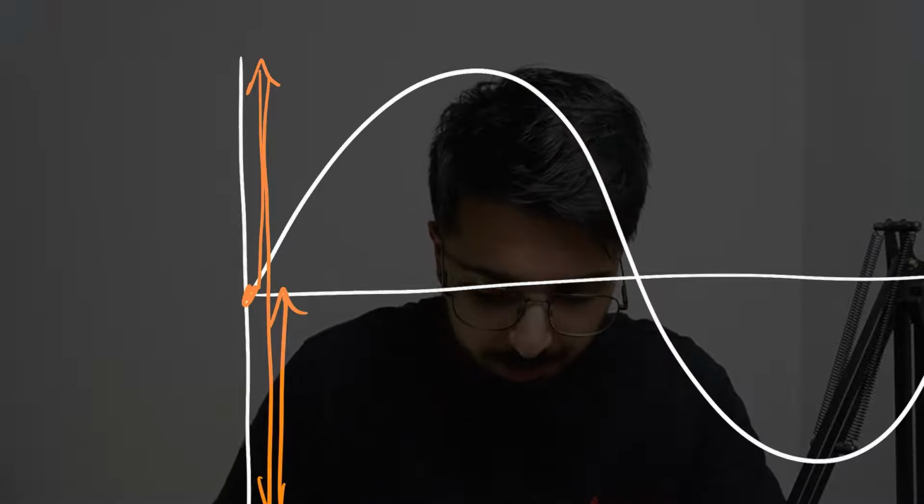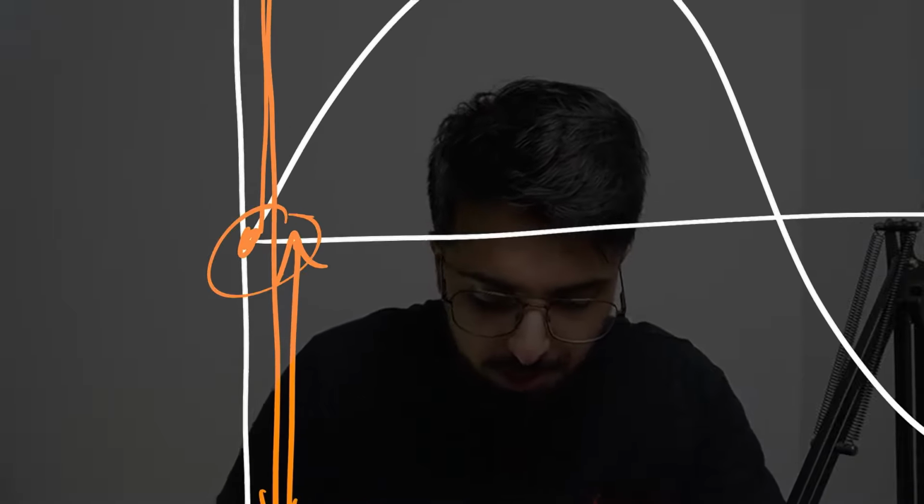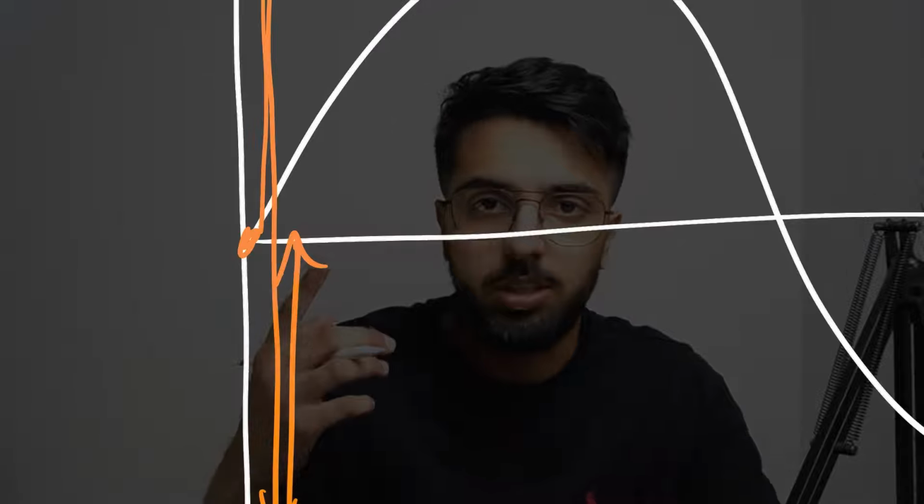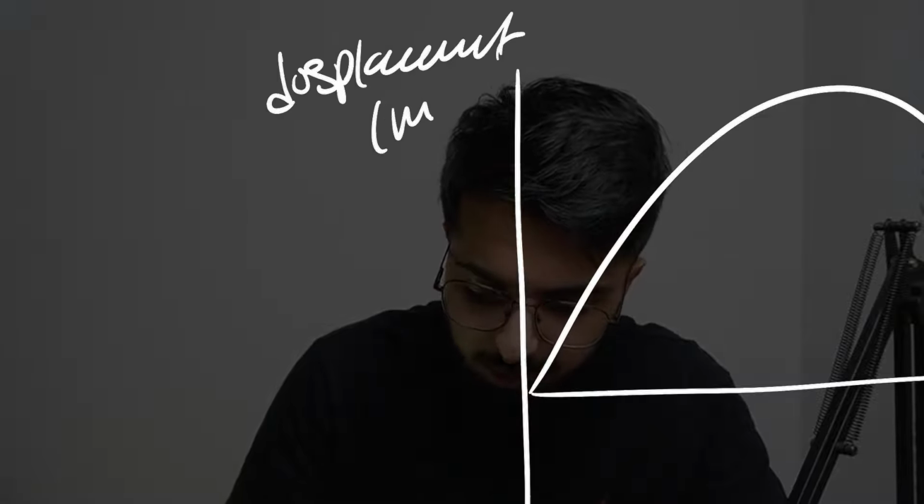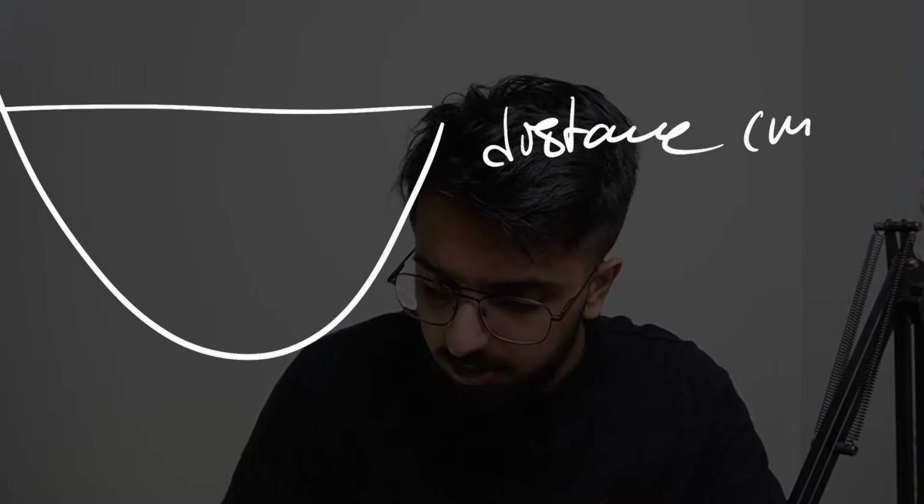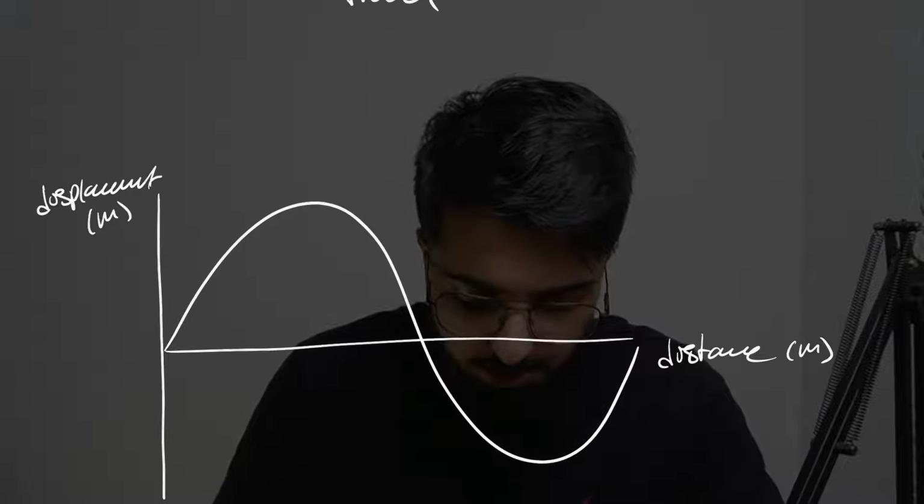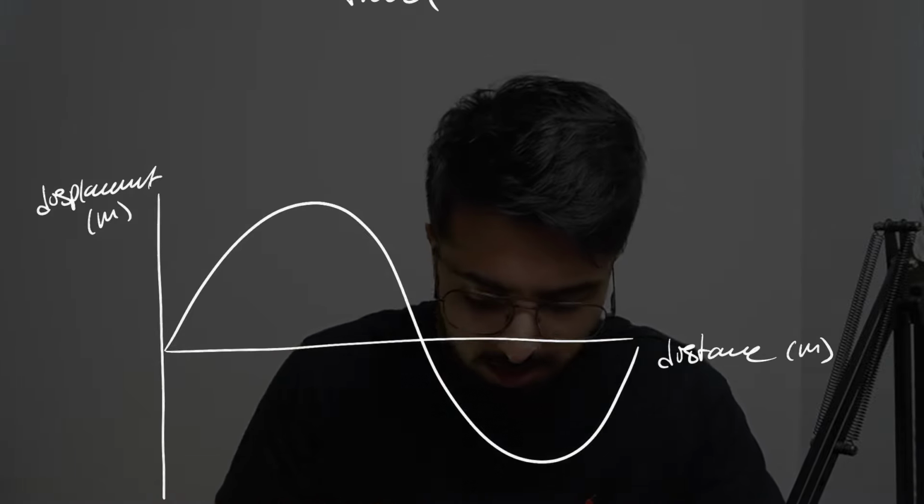and then it will come back to the starting position, the mean, okay? Right, and at that point, once it reaches the mean again, the particle would have completed one oscillation. And so therefore, the y-axis will be displacement of that particle, right? So that would be in meters. And then the x-axis would be distance, also in meters, okay?